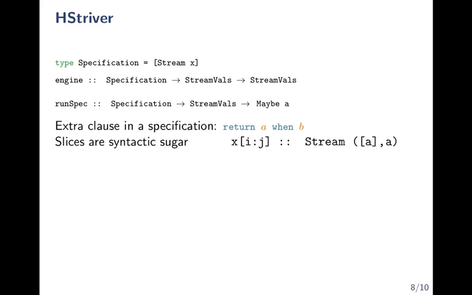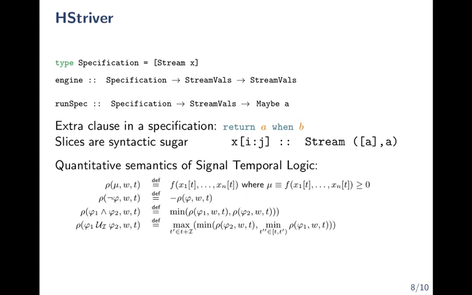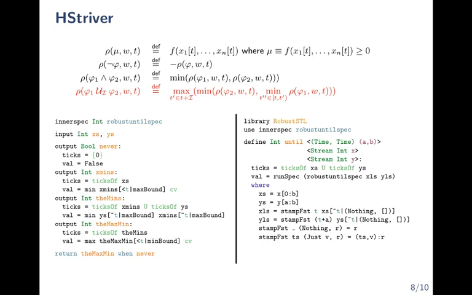Since the core language remains untouched, the addition of slice expressions and nested monitors does not impact the specification categories of Striver. However, slices and nested monitors have helped us define certain properties more succinctly, improving their readability. Consider, for example, the following quantitative semantics of STL. The first three operators are pretty straightforward to define in Striver, but the until operator is a bit more convoluted since it uses a nested operation to compute the consecutive minimum values of phi 1. We have implemented this quantitative semantics in Striver using a nested specification for the nested operation, which is invoked from the topmost stream definition of the until operator.